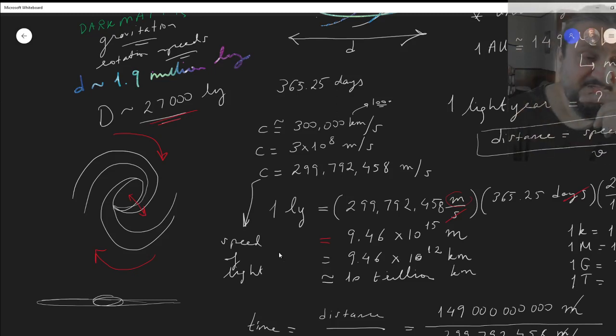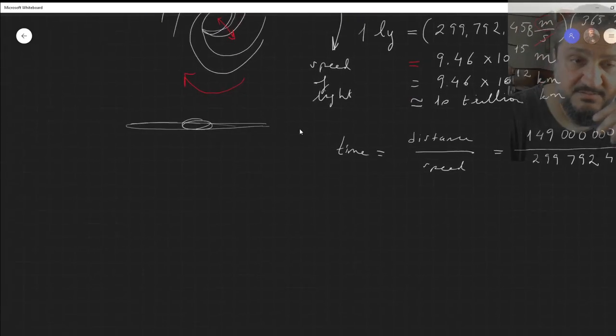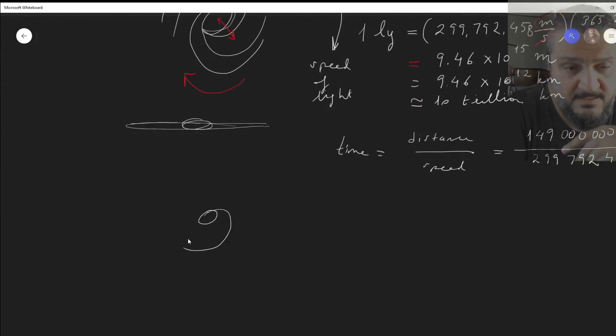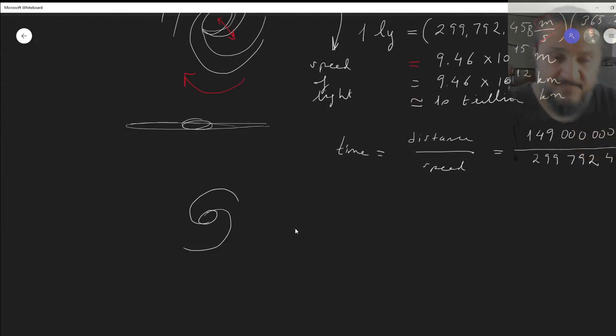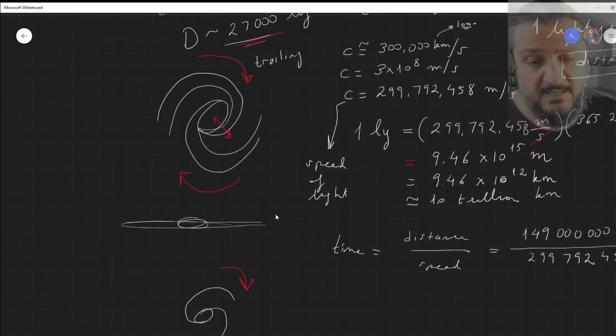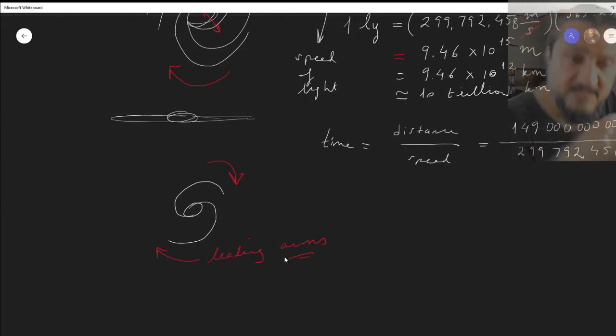But what direction? So the arrows I put there, if you think of the rotation like this, that is the case. You say the spiral arms are trailing the rotation. Could they lead the rotation? Let's say this is your galaxy, and it rotates in this direction. Is it possible? This would be leading arms. Now, it turns out that most of the galaxies rotate the first way, like the trailing arm. But every once in a while, you'll find some galaxies which rotate the other way around.